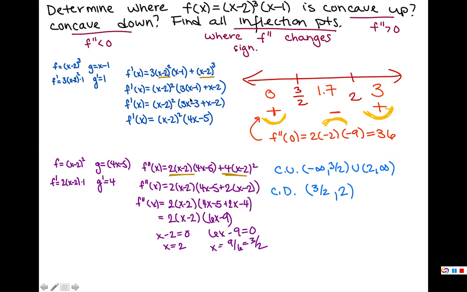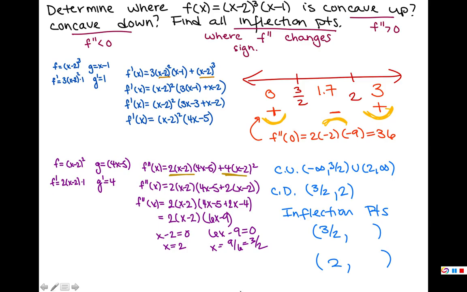So finally, the last question they asked is where are the inflection points? Inflection points are places where it changes concavity. And so those numbers you put into your table, the 3/2 and the 2, are both inflection points because the second derivative changes sign at those locations. So inflection points are going to occur at 3/2 and 2.